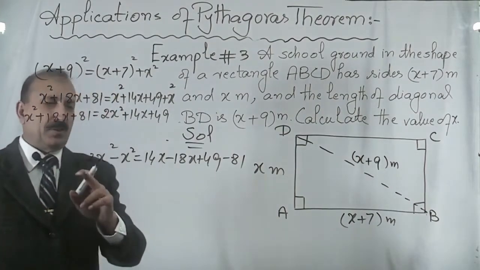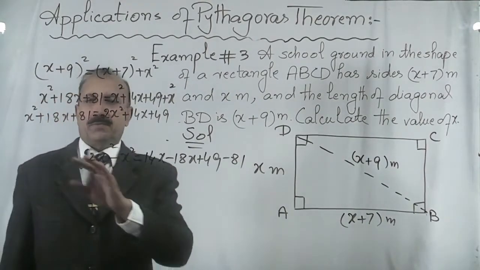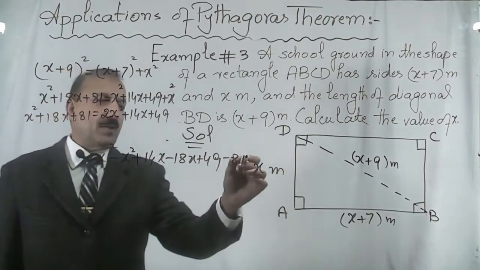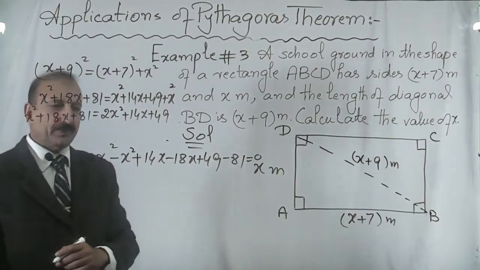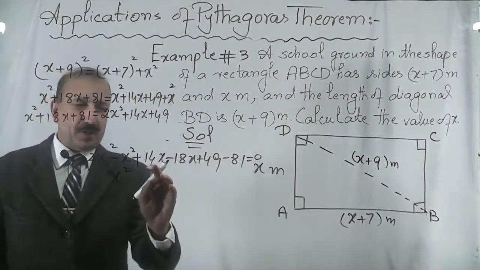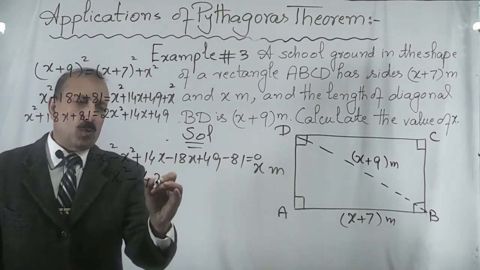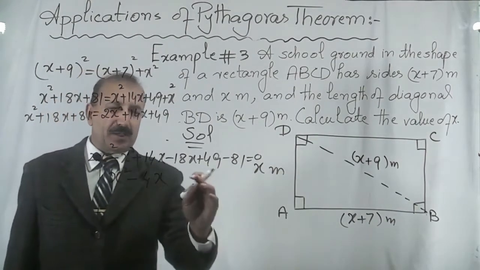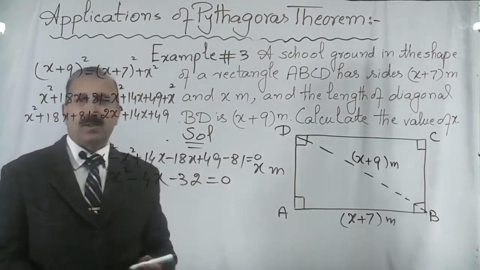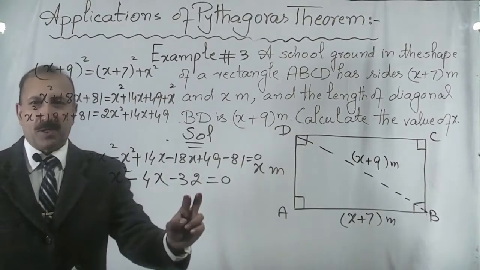And now subtracting these values, I shifted all these values and this 14x is already here, sorry, and all these values are equal to 0. Subtracting this from this will give you x square, and subtracting 14x from 18x will give you minus 4x, and subtracting 81 will give you minus 32 is equal to 0. So we have a quadratic equation.